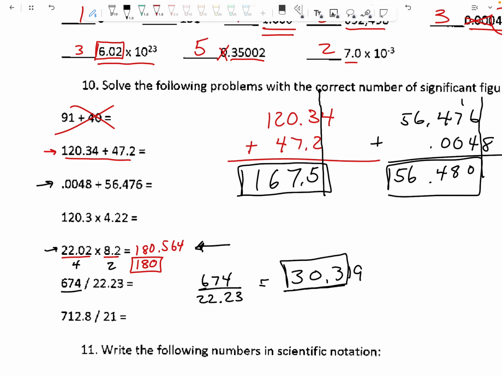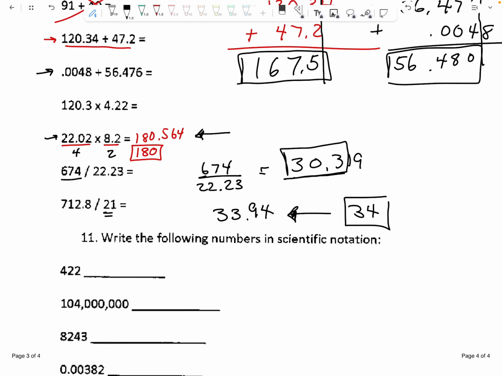712.8 divided by 21. We get 33.94. And that's as far as I really need to go because the number in the word problem has fewer sig figs, 21, that's 2. So my answer must have 2. So now we have to round this number up. So this actually rounds to 34, and that'll be your answer for that one. 2 sig figs is the answer.